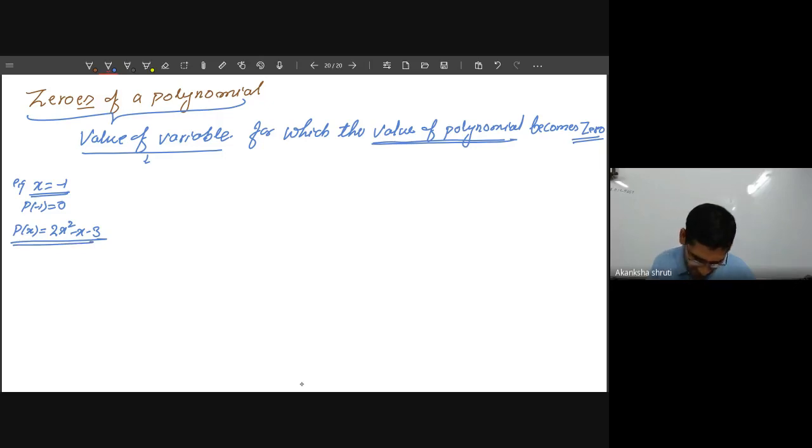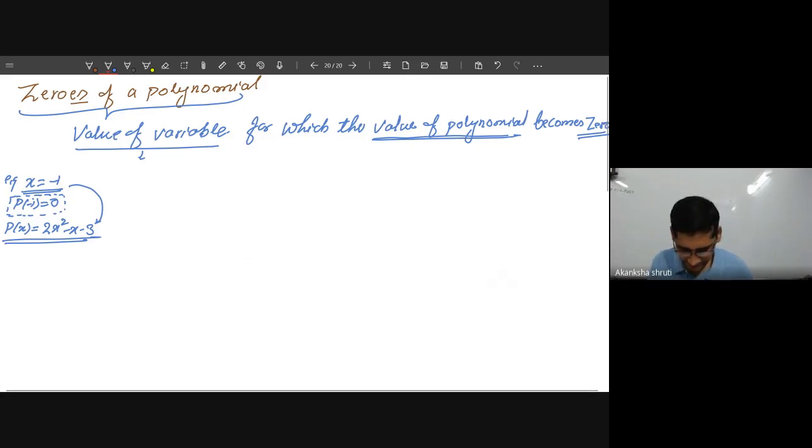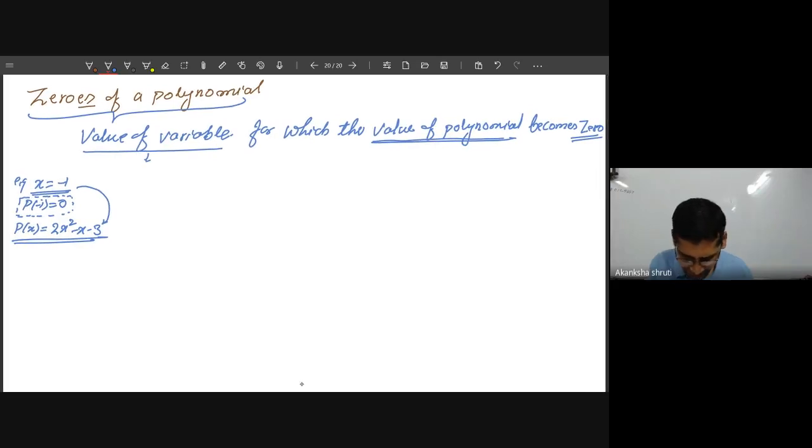So the zero of this polynomial is x equals minus 1. But how to check? For that, we have to calculate the value of the polynomial. If that value is coming as 0, then we can say yes, it is a zero. If not, then it will not be a zero. Now the general mathematical way of writing this, whatever we have said in English: the value of the variable means x is taking some value. Let it be denoted by a, or you may denote it by p, or you may denote it by k.